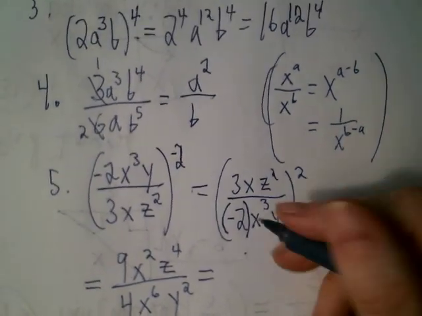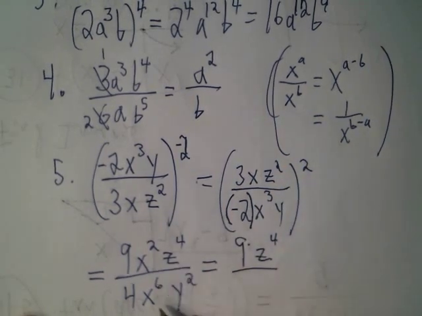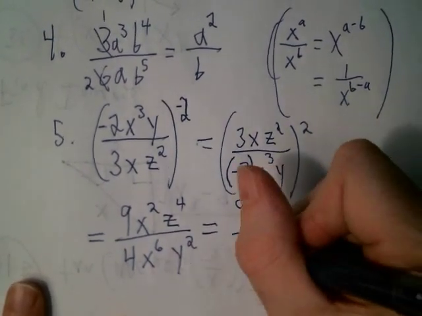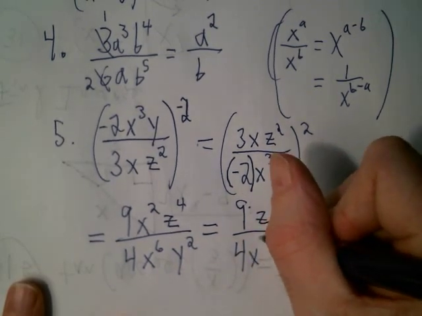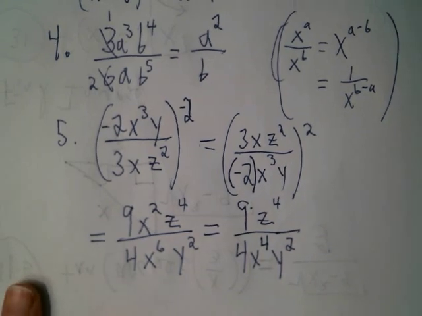That's better. So I got 9z to the 4th. I'm bringing the x down to avoid negatives, all over 4x to the 6 minus 2, which is 4, and then y squared. That should do it.